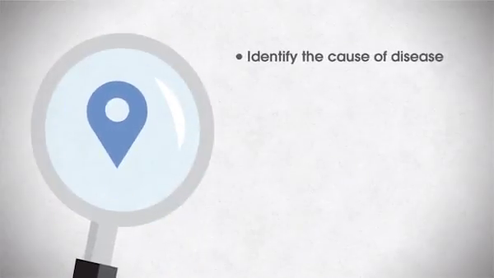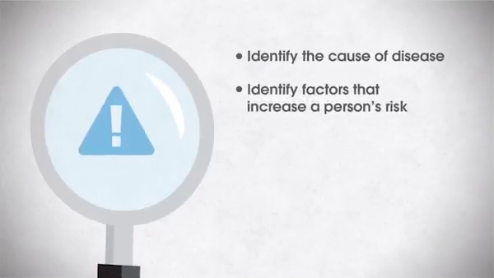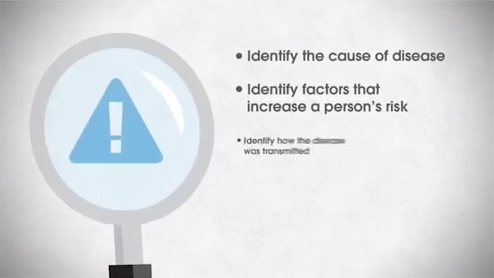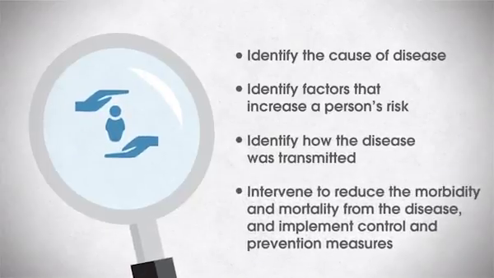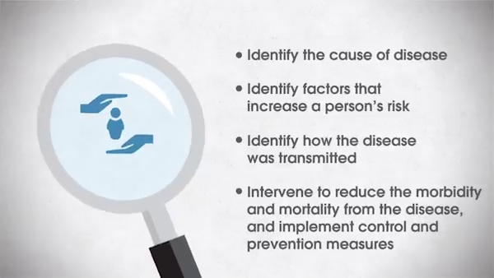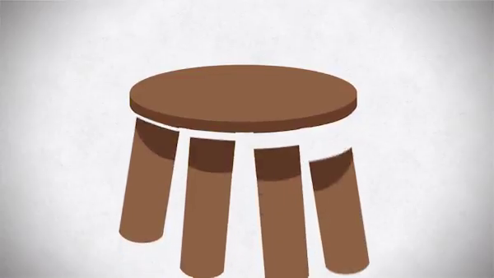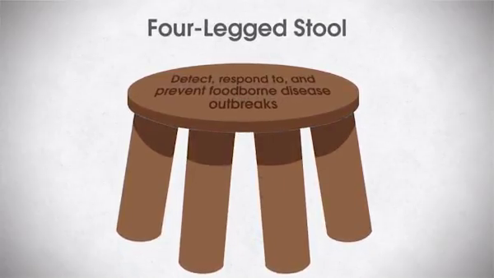An epidemiologist must identify the cause of disease, understand and determine factors that increase a person's risk for developing the disease, and describe how the disease was transmitted. They must also recommend interventions and ensure successful implementation of control and prevention measures to reduce future occurrences of the disease. Epidemiologists are part of the four-legged stool that uses these tools to solve outbreaks.